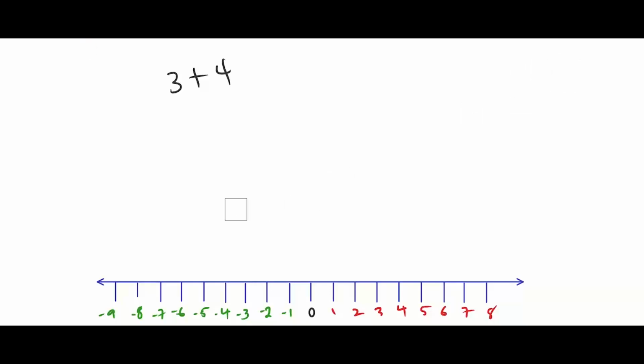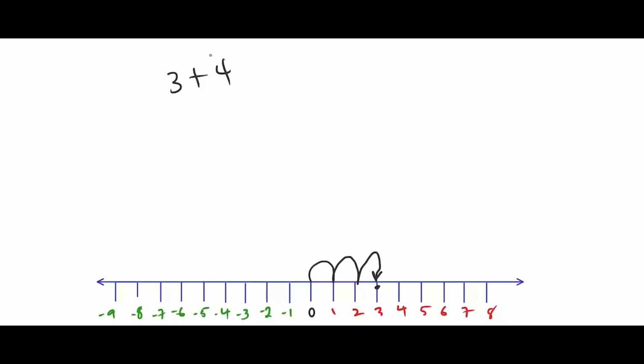So let's do this. We have 3 here, which is positive 3. That means I will go towards the right hand side 3 times, starting from 0. So I have 1, 2, and 3. So my current position is 3.